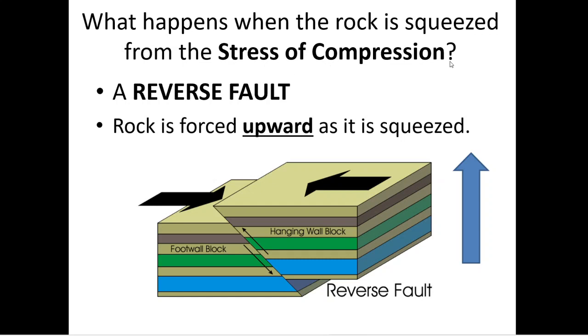All right, what happens when the rock is squeezed from the stress of compression? So if they're moving or they're going convergent boundaries, they're converging with each other, moving. What happens when they boom hit each other and they compress and they push against each other? We get what we call a reverse fault, and a rock is formed upward as it squeezes, and that's how we get our mountains. Okay.